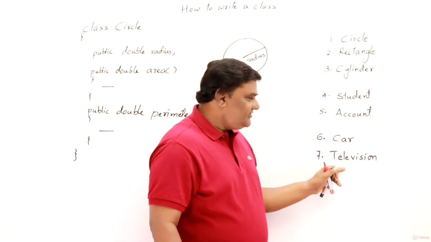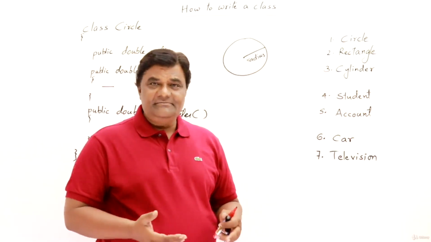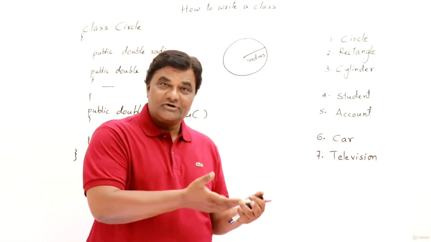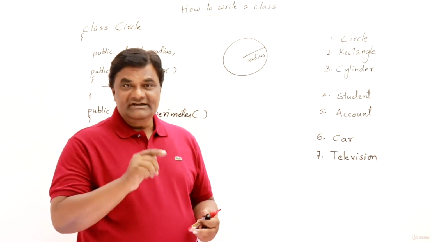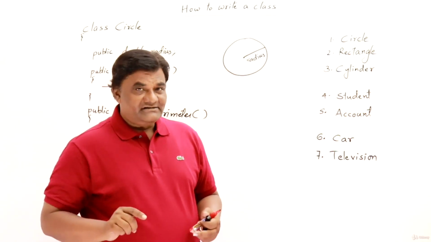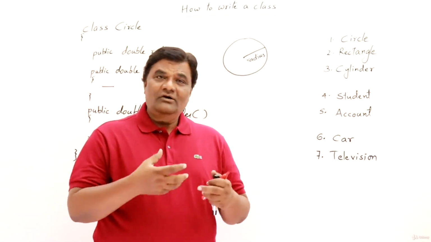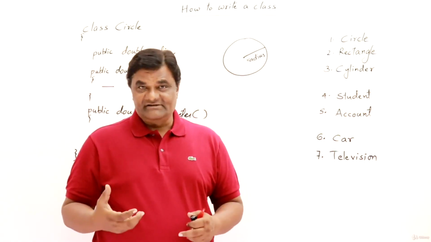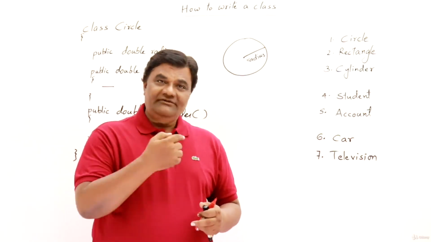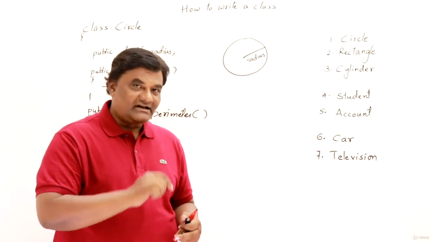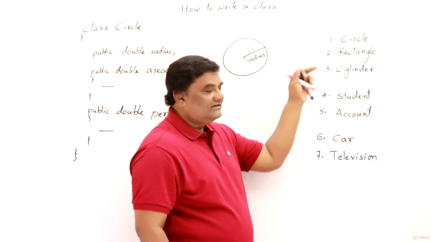And this car and television belong to other engineering streams, which I have taken as examples of objects only. So let us write the classes for them. For these objects, let us write classes. With this, we'll get some idea of how to define classes for objects. If any task is given, it becomes simple and easy for you after this practice. So let us start. First one, a circle.